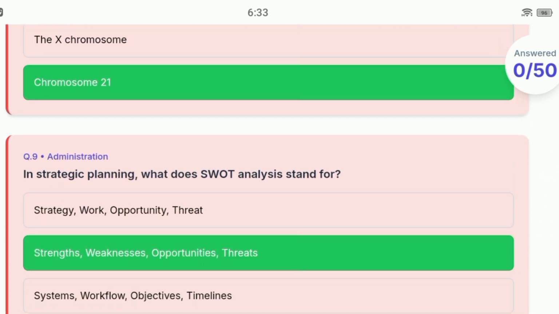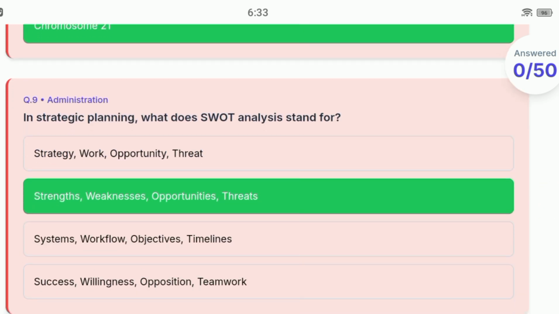9. Administration. In strategic planning, what does SWOT analysis stand for? Options are A. Strategy, work, opportunity, threat, B. Strength, weakness, opportunities, threats, C. System, workflow, objectives, timelines, and D. Success, willingness, opposition, teamwork. So the correct answer is Option B.